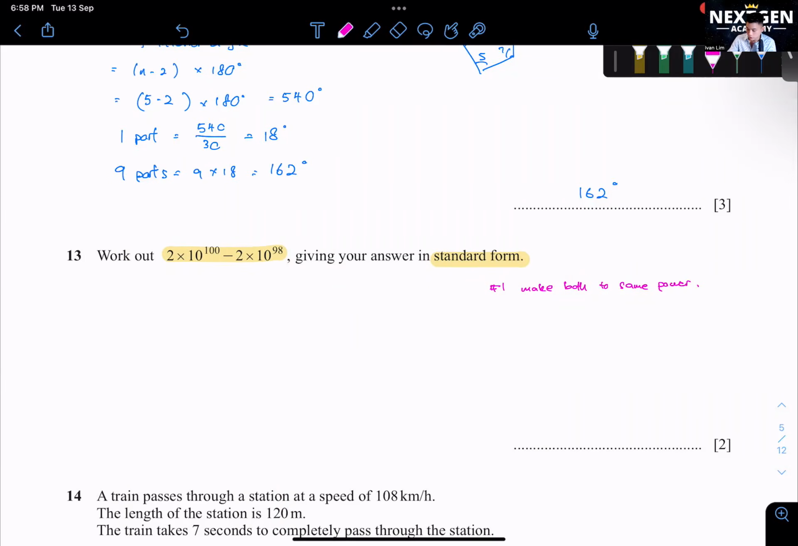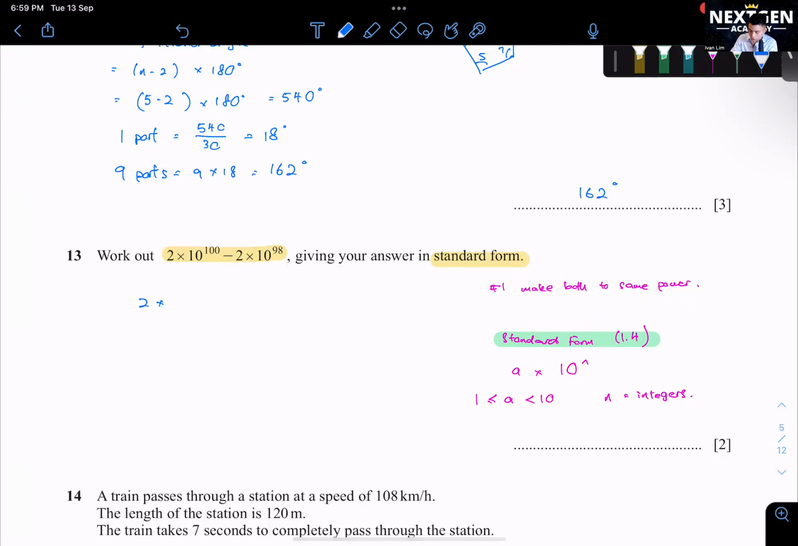Standard form, if you don't know, go to 1.4 in Thinkific. Standard form is like that, A times 10 to the power of n. Your A criteria is like this: 1 to 10, it needs to be one digit only in front of the decimal place. Your n are integers. Just remember this. But if you don't know, go and watch this video, 1.4.